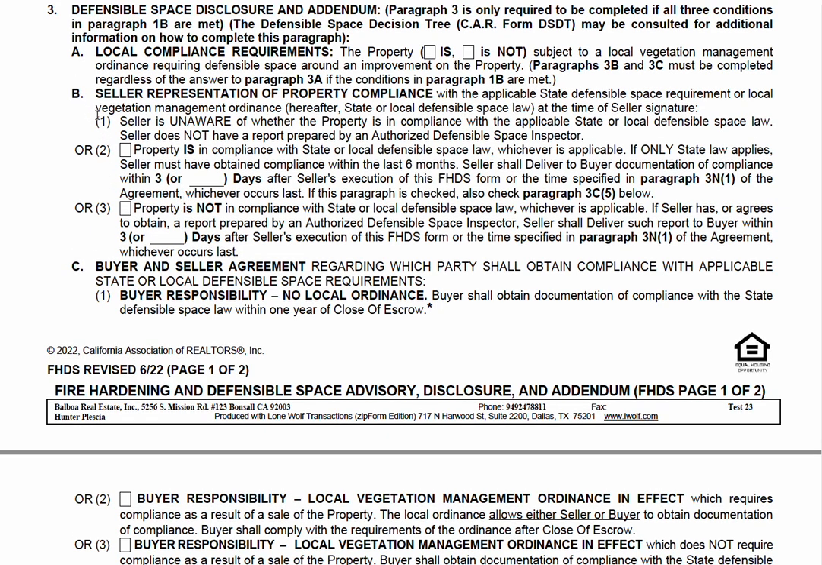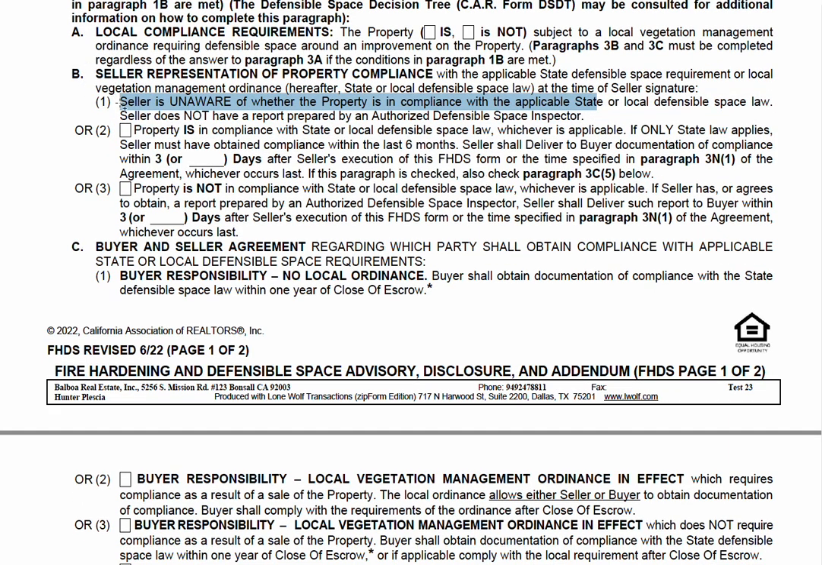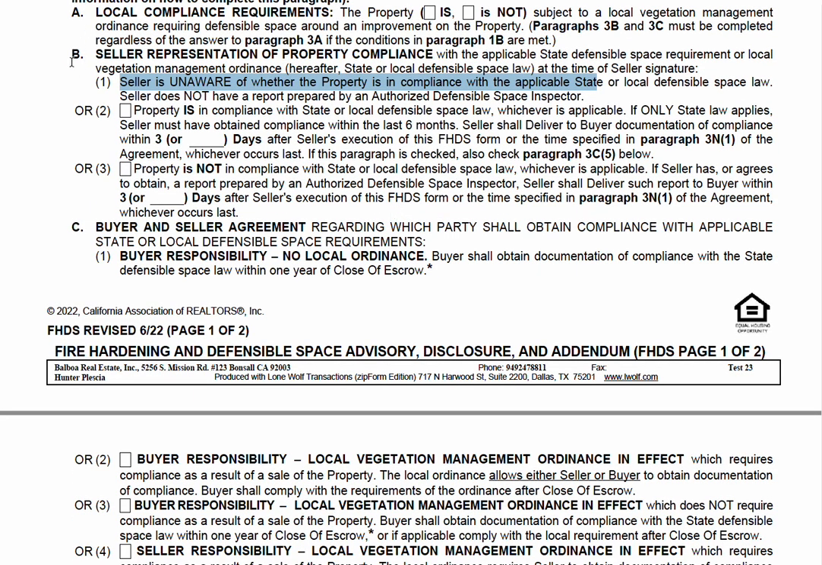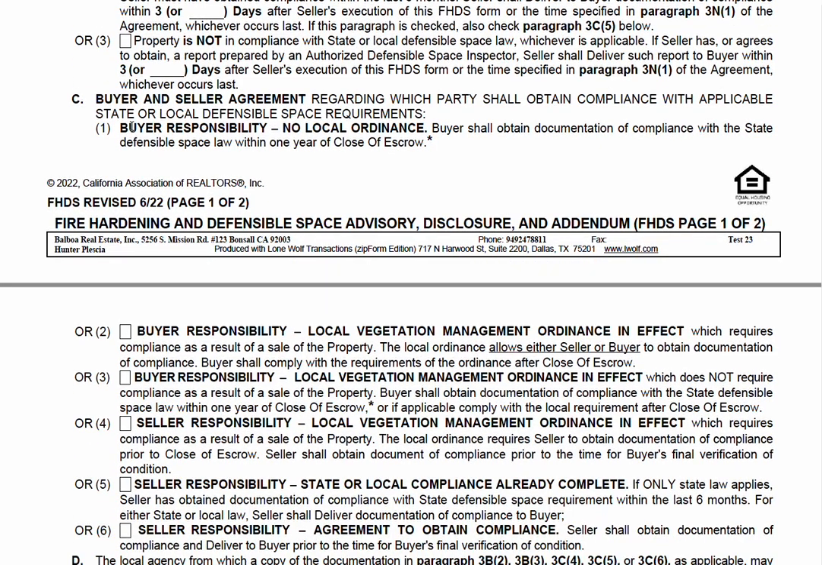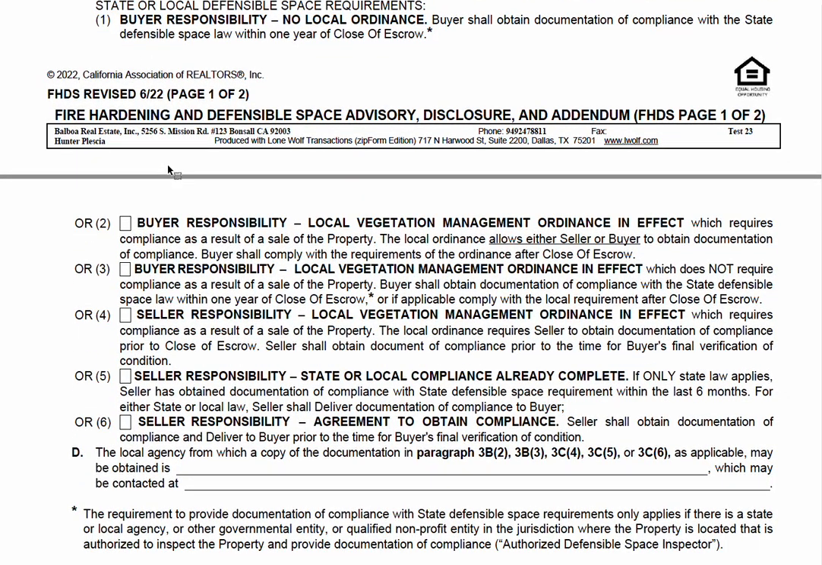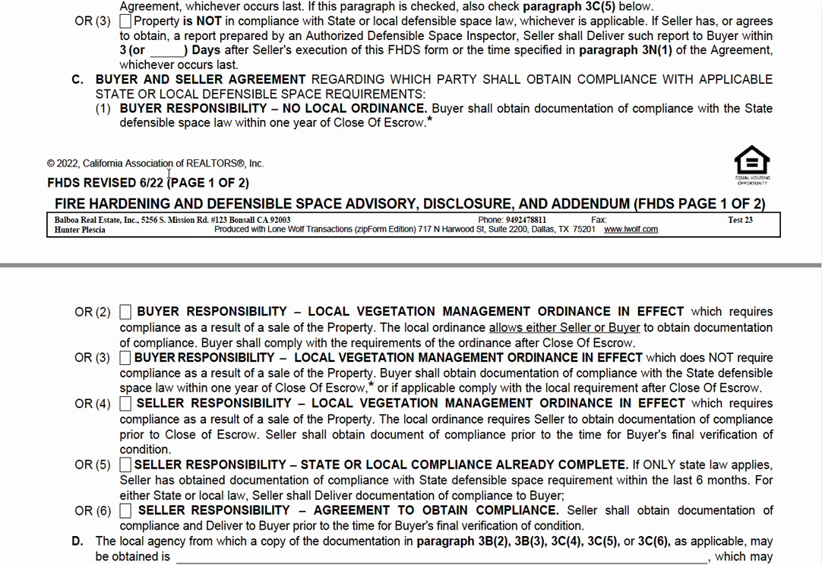Typically what we see is nothing's done here in 3B. That's it. So take this in a bite-sized piece. Is a seller unaware? Is the property in compliance because the seller had to do something recently? Is the property not in compliance? So most of the time you're just going to do nothing here in 3B. And we're going to move on to 3C. Once we get through the 3C, this is the light at the end of the tunnel.